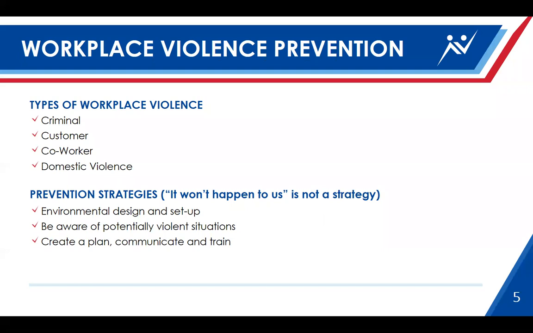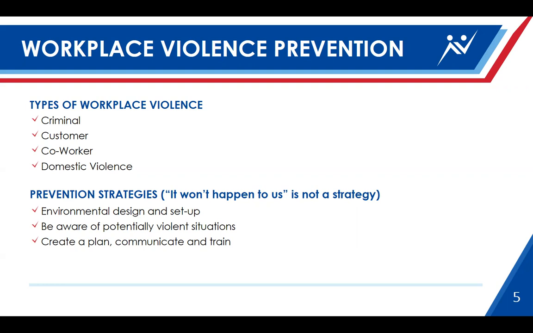So how do you prevent these things from happening? Well, there's no way to totally prevent them, but there are ways to hopefully mitigate them. And that is environmental design and setup. So you want to make sure that entry points for the business are set up so that somebody can't just enter the building and have direct access to an employee. They have to go past somebody that is going to be able to stop them from getting to where they're trying to go, hopefully, before they can do anything.